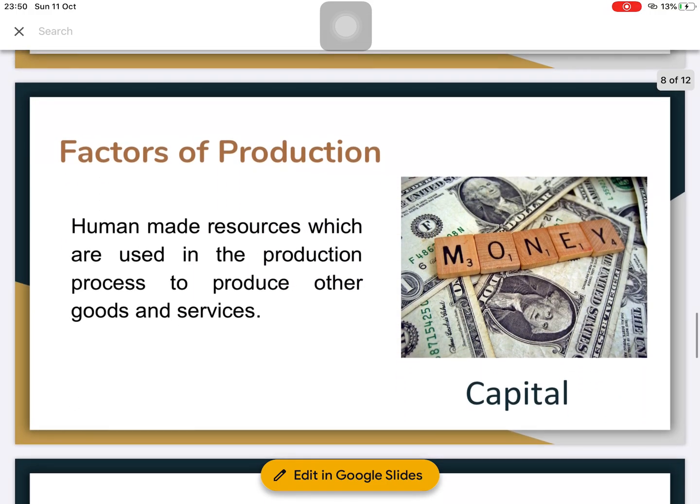The third factor of production is capital. Human-made resources which are used in the production process to produce other goods and services, for example, machinery, tools and buildings. Some common examples of capital include hammers, forklifts, conveyor belts, computers, and delivery vans.